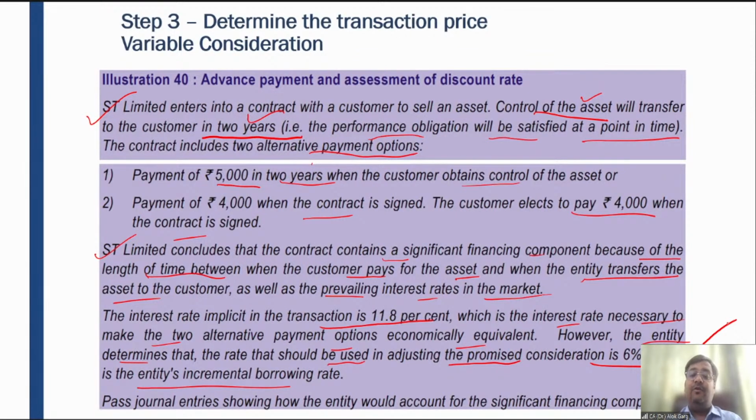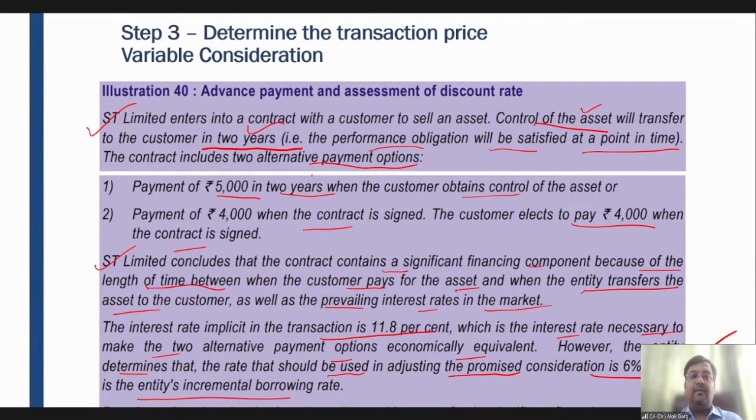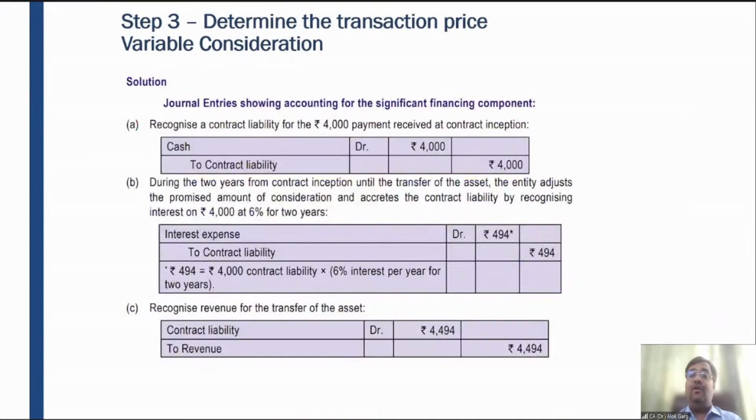Pass journal entries and present how this entity would account for the significant financing component. Friends, you all agree that there is a significant financing component? You all agree? Okay. So in this case, first of all, the entity is receiving payment in advance. So what will be debited at the time of contract inception? Cash account will be debited by 4,000 rupees. What will be credited? Cash account debit to contract liability or to customer account.